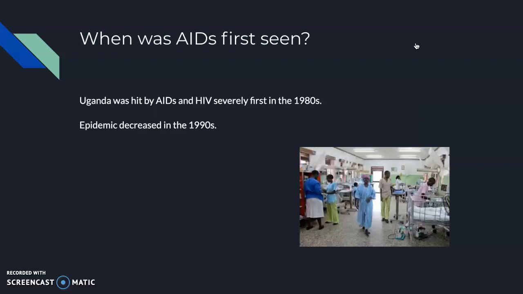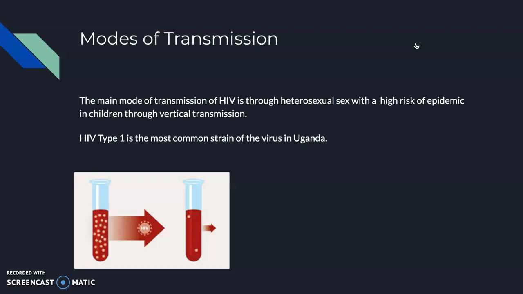When was AIDS first seen? In Uganda, AIDS was first seen in the 1980s, and it was a severe epidemic. The epidemic decreased significantly in the 1990s, and this was due to government prevention and society prevention, which we will talk about later in this presentation.